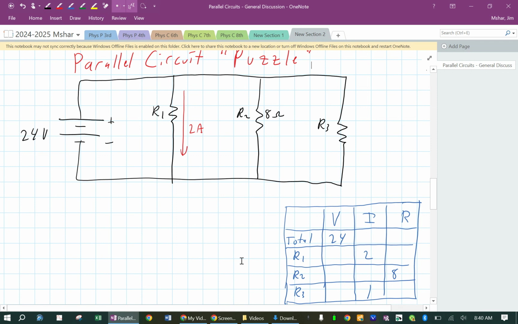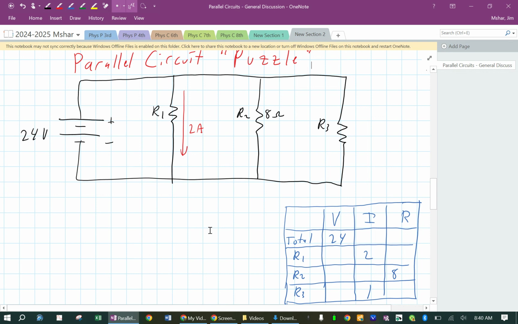All right, so if you have all that copied down, what's going to happen is we're going to give you just a chart on your practice and on your test and so on. And your job is to fill in all the blanks. So you're going to use the rules that we've developed for parallel circuits to do that.